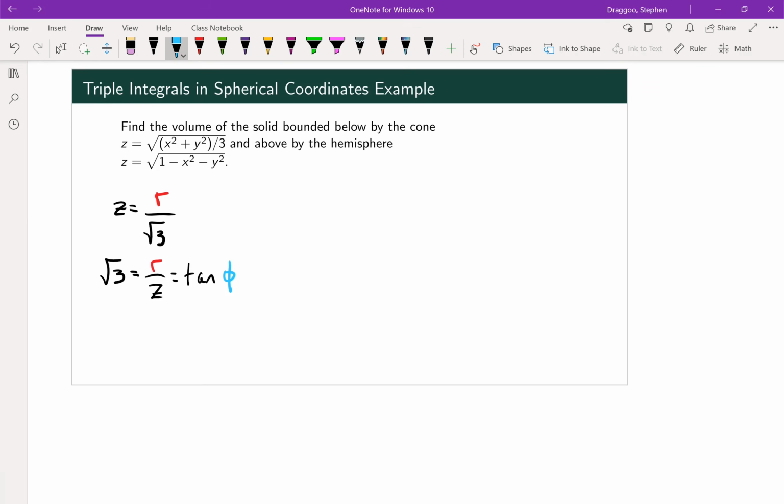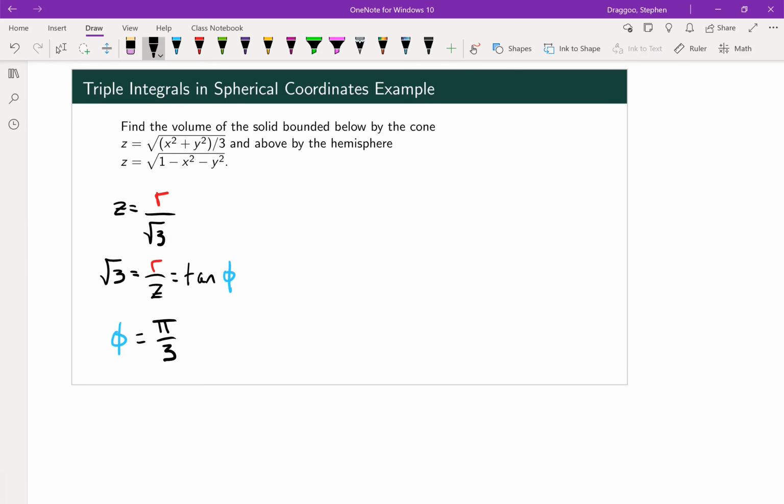We can then solve tangent phi equals square root of 3. And if you remember your trigonometry, or more accurately, your unit circle, if tangent of phi is equal to the square root of 3, that means that phi is equal to pi over 3, or 60 degrees, if you wanted to use the degree system. So that cone is at an angle of pi over 3. That expresses the whole cone.